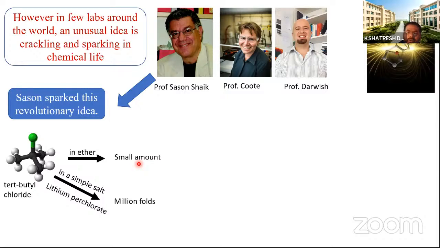He modeled some compounds, and by this modeling he found that whenever we add some concentration of simple salts, for example lithium perchlorate, and put tertiary butyl chloride in it, there are just 2 to 3 molecules of lithium perchlorate surrounding the tertiary butyl chloride. So he thought that whether the concentration is small or large, since it is surrounded by just 2 or 3 molecules, the rate of reaction should be constant. But he found that it is not the case.